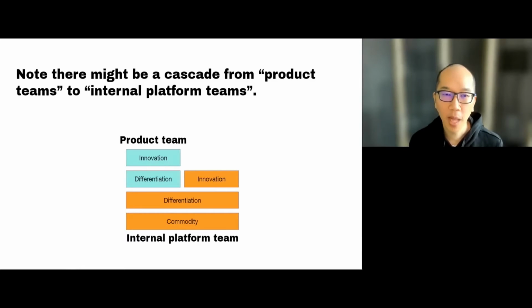Also, internal platform teams will themselves have commodity services capabilities that they want to delegate even outside the organization. A typical example I usually think of is AWS and GCP for infrastructure type things, where you say, hey, we don't need to operate this internally. We can delegate that to Amazon or Google or whatever. Okay.